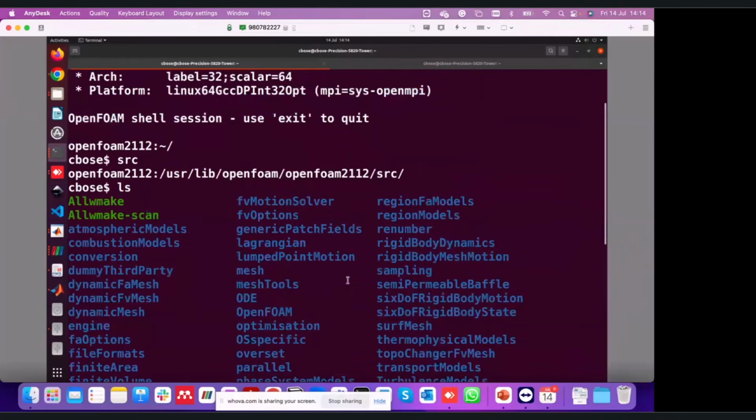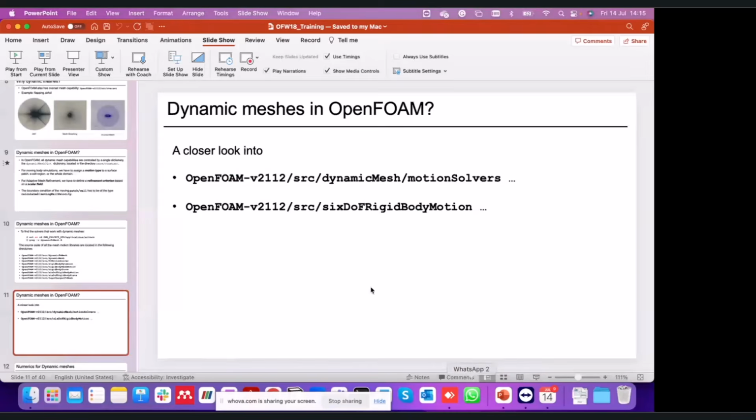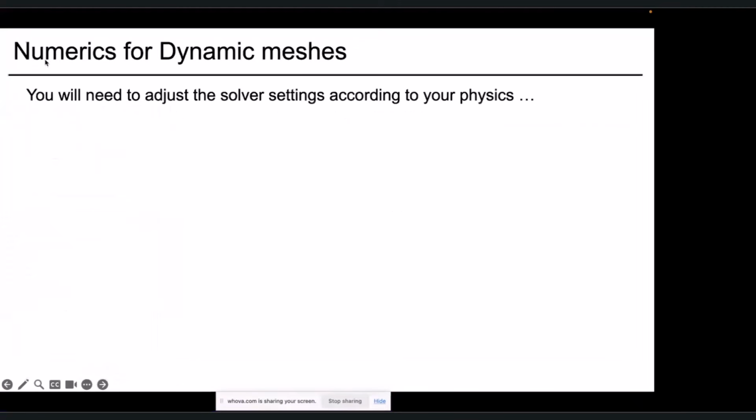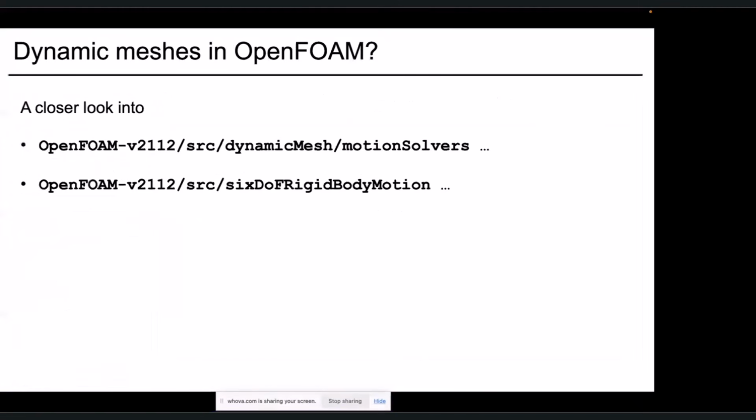And if you go again further into the source code directory, you will find these libraries: the 6 degree of freedom rigid body motion solvers and the 6 degree of freedom rigid body state solvers. All right. So this is just to show you the location of these files. And then going back to our discussion, that is the place where we find these motion solvers and the 6 degree of freedom rigid body motion solver libraries.